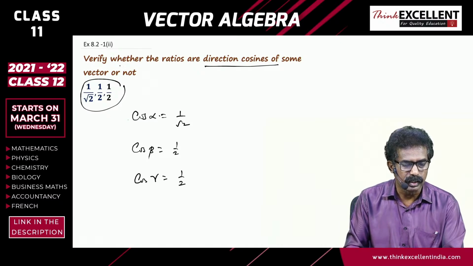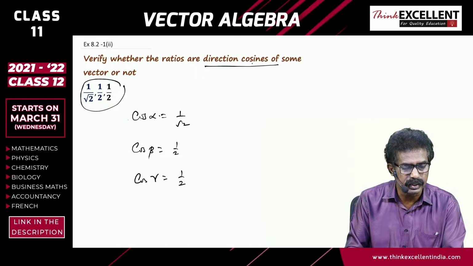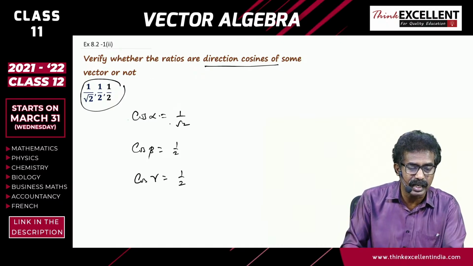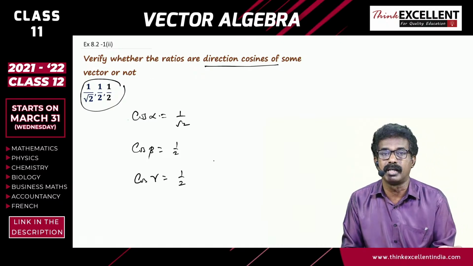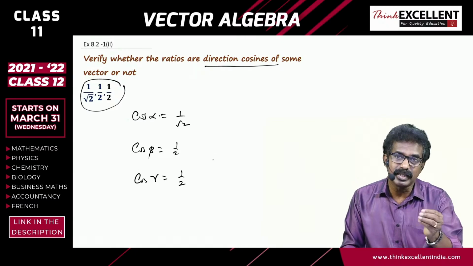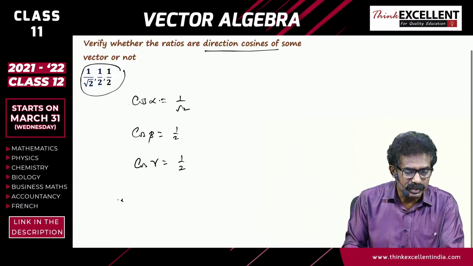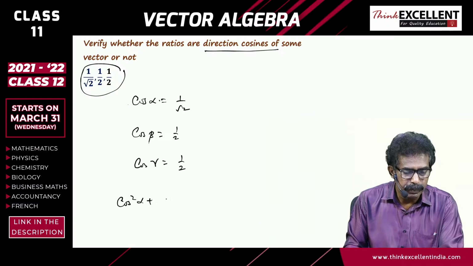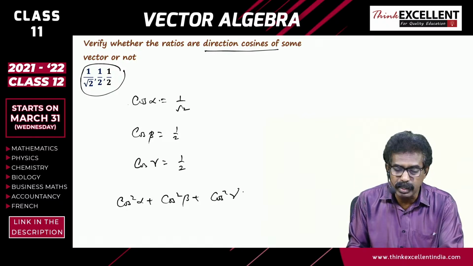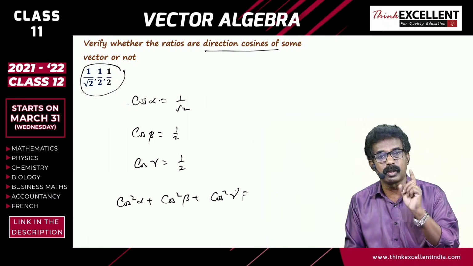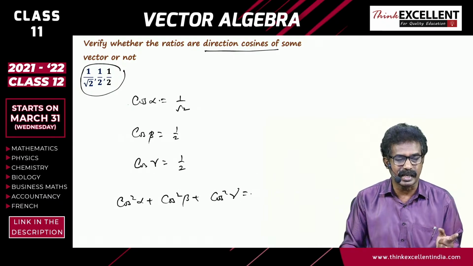இதான் கொடுத்திருக்காங்க. Verify whether the ratios are direction cosines of some vector. இதெல்லாம் direction cosines of some vector வருமா? அப்படின்னா it must satisfy the condition. What's the condition? Cos square alpha plus cos square beta plus cos square gamma கண்டுபிடிக்கணும். You are supposed to get what? 1. Answer 1 வந்துனா yes, they can be, right?